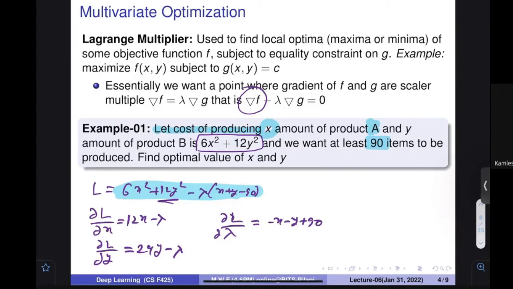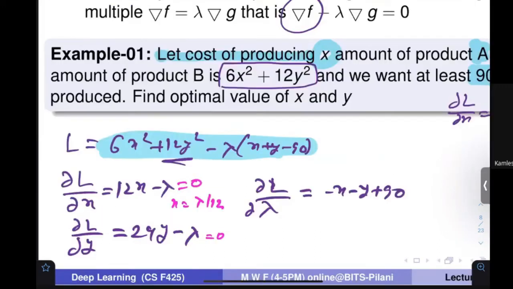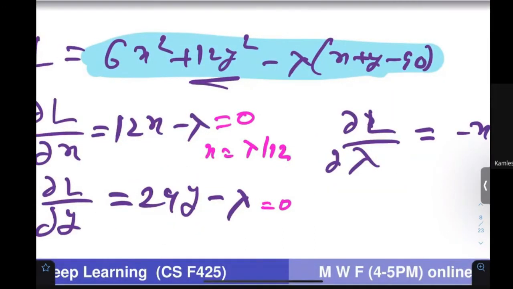If we want to do the optimization, at the optimization point the derivative del upon del x is actually 0. So if the derivative is 0 at the optimization point, then we can equate this to 0. If I equate that, I can say that x is equal to lambda upon 12. Similarly, at the optimality point, del L upon del y is going to be 0, and then I can say that y is equal to lambda upon 24. Am I right? Lambda upon 24.